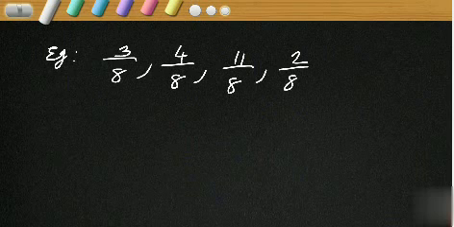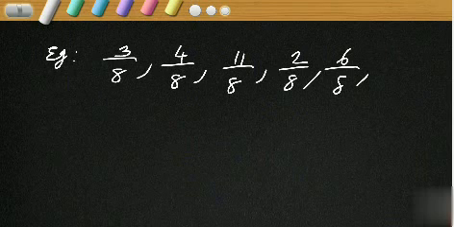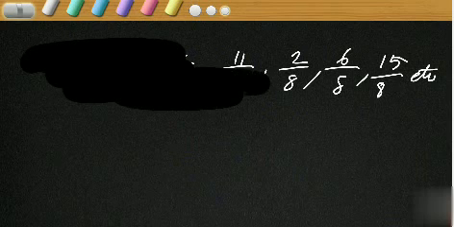Then, 2 by 8. Then, 6 by 8. Then, 3 by 8, we have written already, sorry. Then, 15 by 8, etc. These are like fractions. Okay, now what is the category B? Yes, unlike fractions. Next category is unlike fractions. What is the definition of unlike fractions? Yeah, fractions having different denominators are known as unlike fractions.